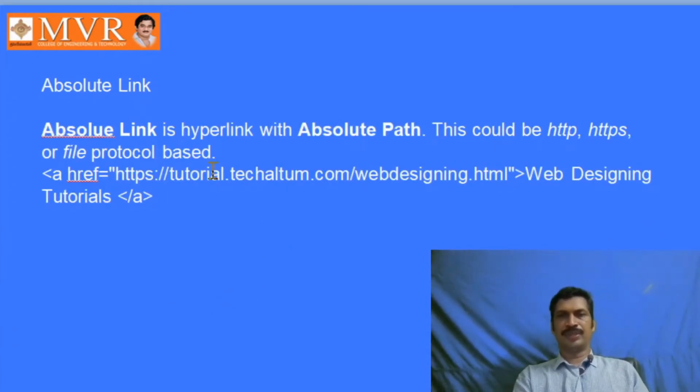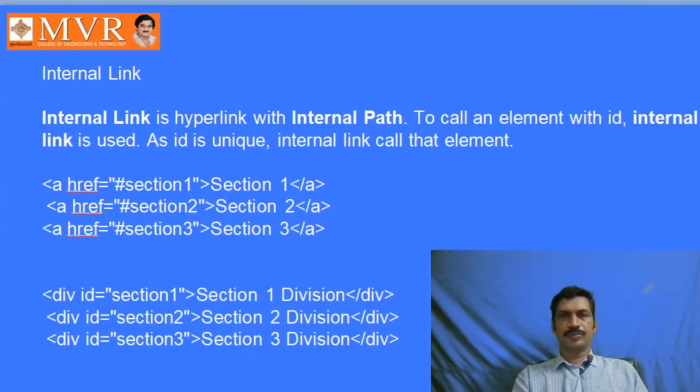This is the absolute link. Whatever website we gave previously in this class, such as opening our college website, this type of link is called an absolute link. Next, internal link. What is an internal link, and what is its purpose? We will see in detail.